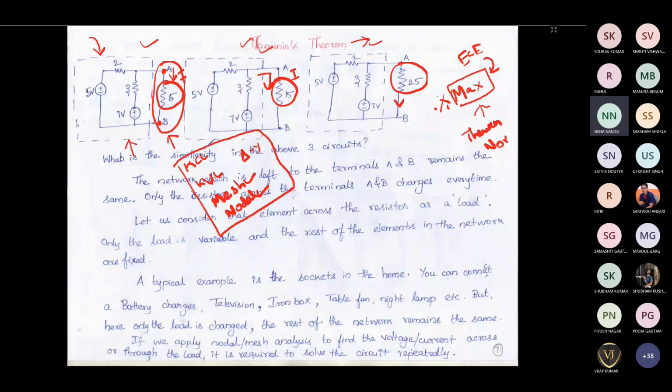So in this case, if you are using any of these methods, you need to solve three times in order to find the current through the individual resistor. You need to apply mesh analysis or nodal analysis repeatedly in order to find the current. We should have some alternative. Why? Because only one resistance is changing, and the remaining part is constant. When the remaining part is constant, why do we need to solve the circuit repeatedly?